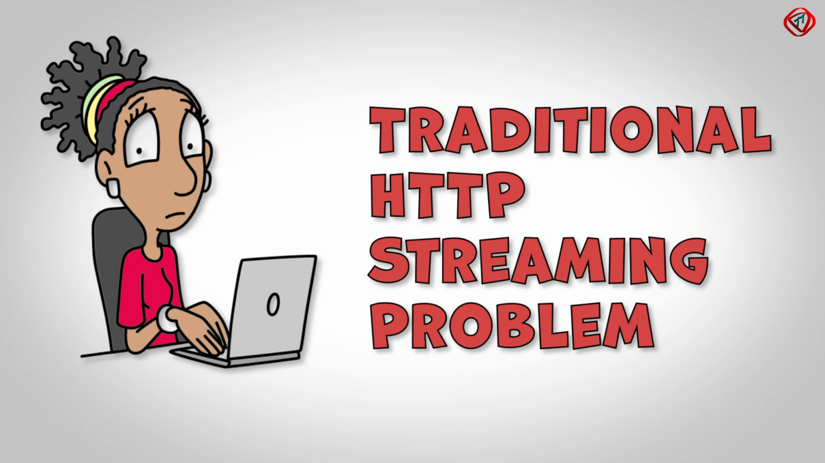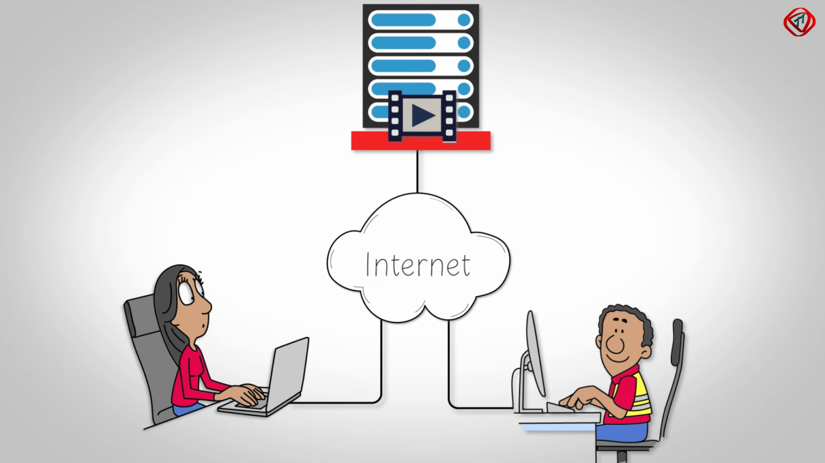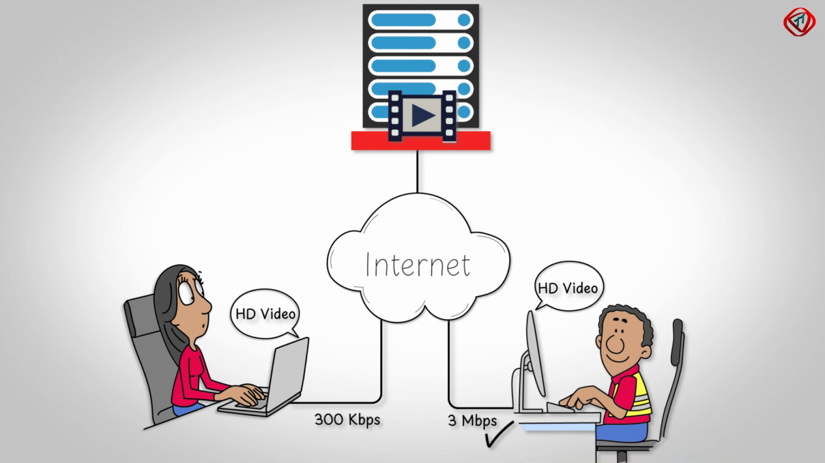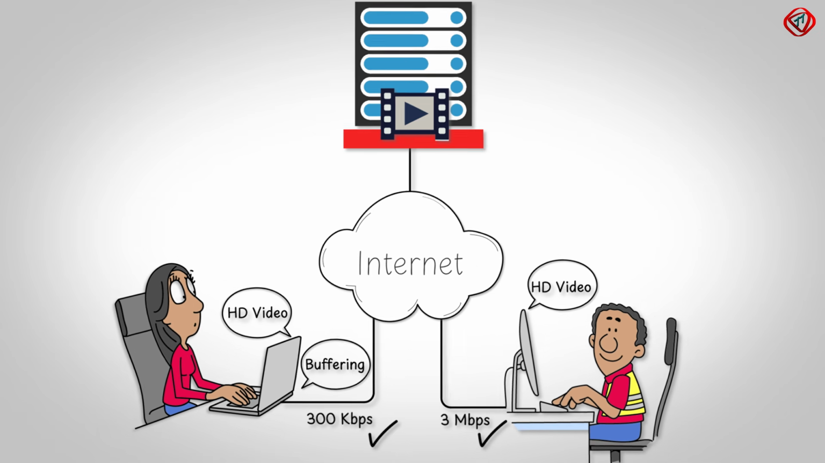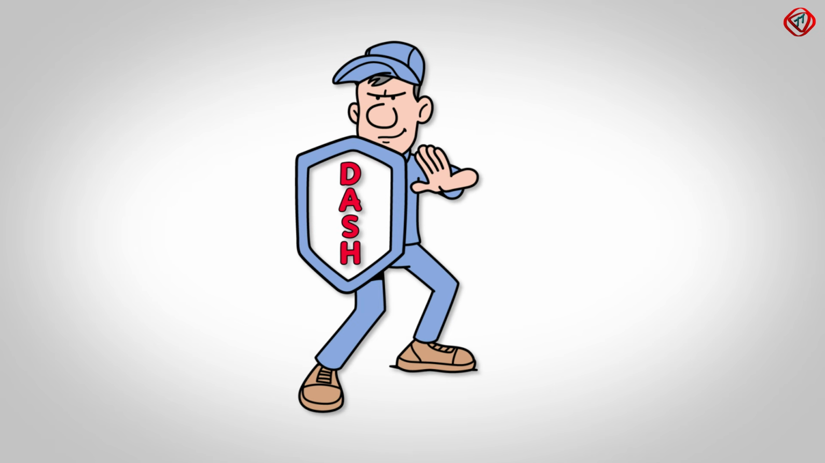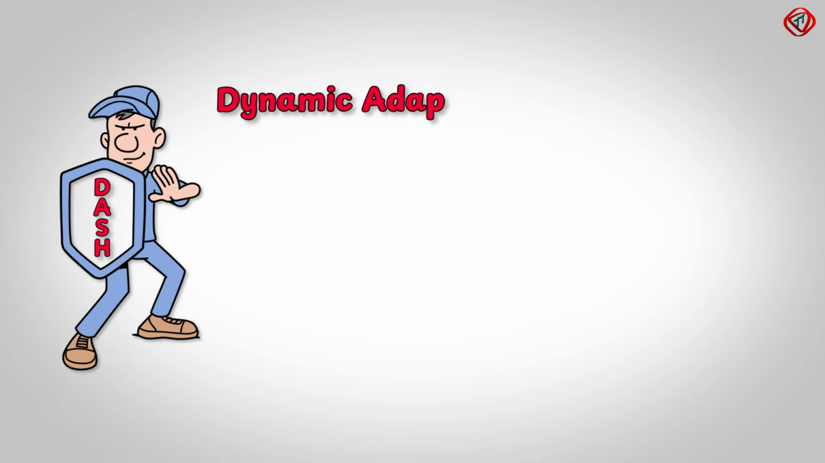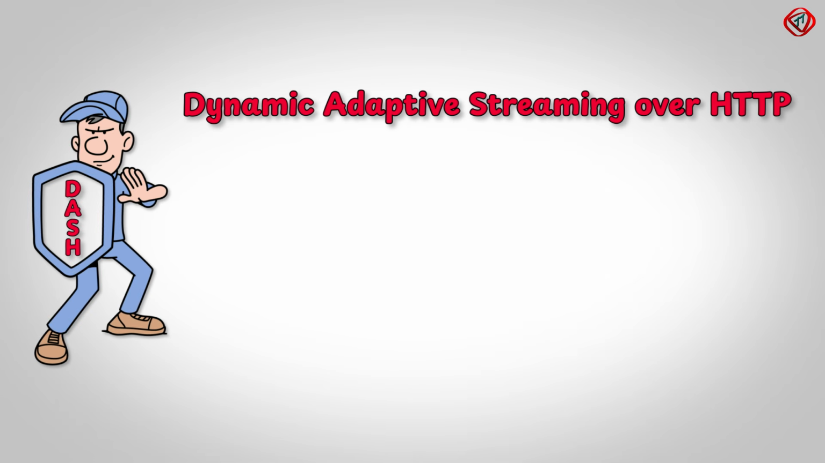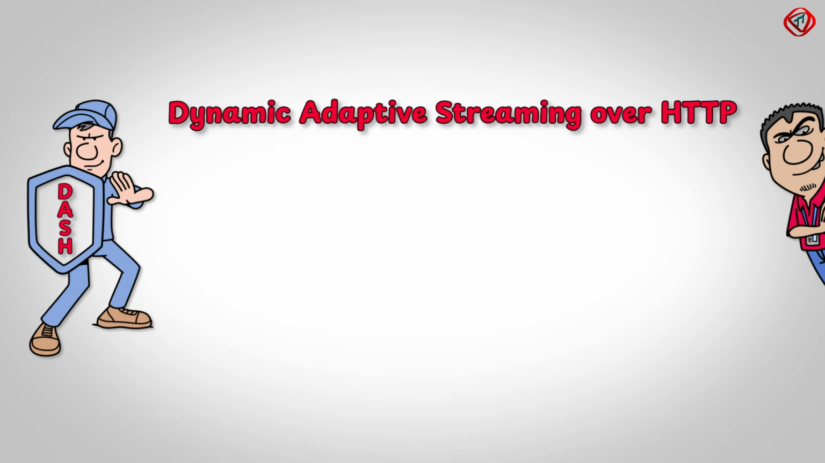Now, the traditional HTTP streaming had one big problem. Everyone received the same video quality, but internet speed is different for every user. Some people have fast fiber internet, others may have slow mobile data. So, engineers created a smarter solution called DASH. DASH stands for Dynamic Adaptive Streaming over HTTP. Now, the idea behind DASH is very clever.